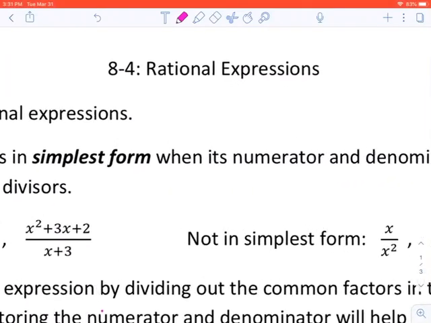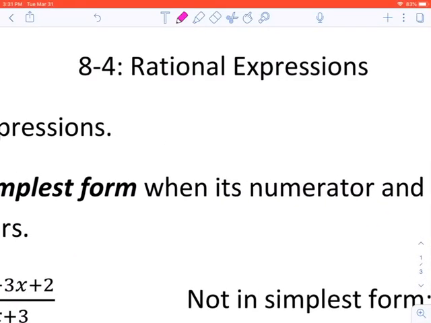So we're going to start with rational expressions. Rational expressions, basically just a fraction. That's all it is. Rational expression means a fraction, okay? And today we're going to be simplifying them.